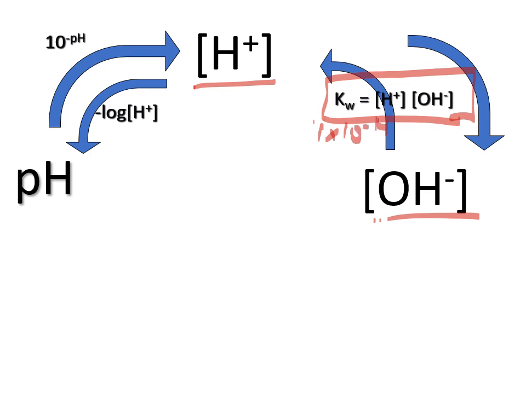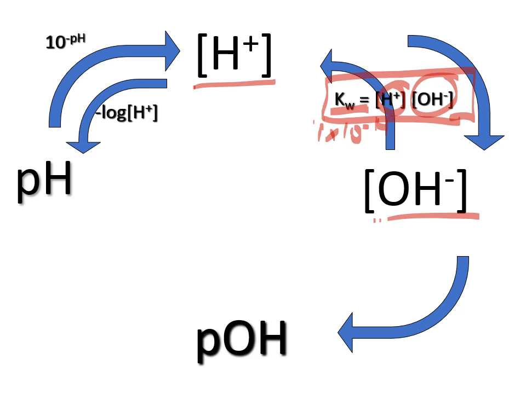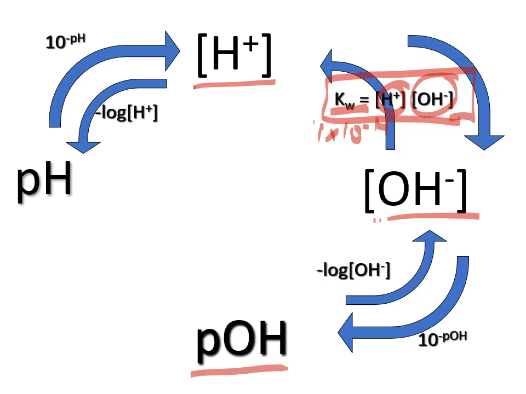So if you know that H ion concentration, you always know Kw, so therefore you could solve for the OH concentration. And of course, we can do the same thing to the OH concentration as we did to the H concentration. We can logify it and get our pOH, doing the negative log of it, or we could go backwards and take the OH concentration and go to the pOH. I think I got my arrows messed up here. This guy should be switched.